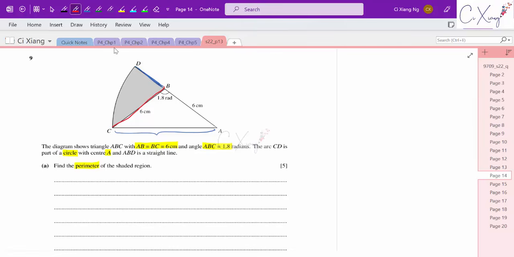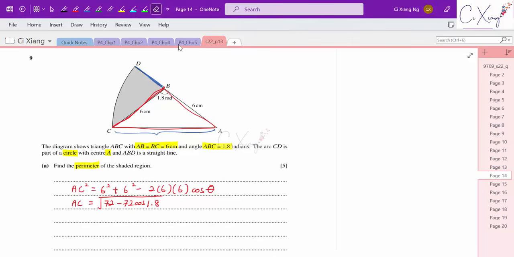To find the length for AC, I will use the cosine rule for the triangle, where if you write it out, it will be AC squared equals to 6 squared plus 6 squared minus 2 times 6 and 6 cos theta. And because AC is not my final answer, I will keep it in the exact form. I take the square root, then I will have the square root of 72 minus 72 cos 1.8.